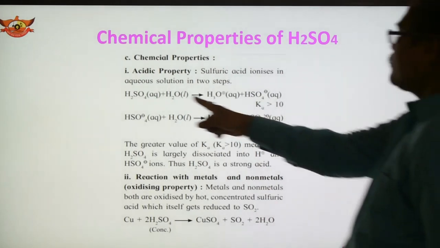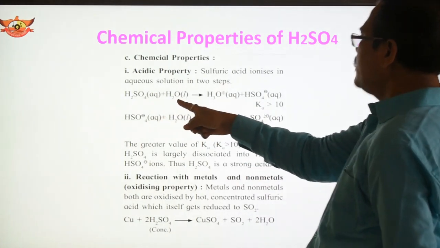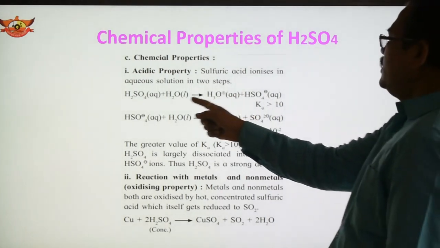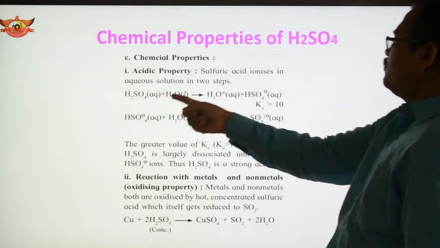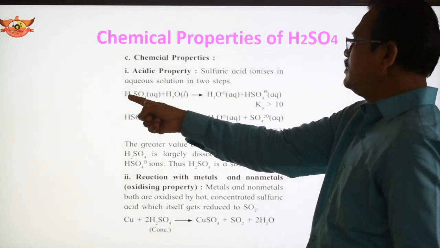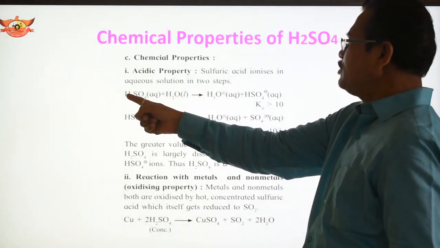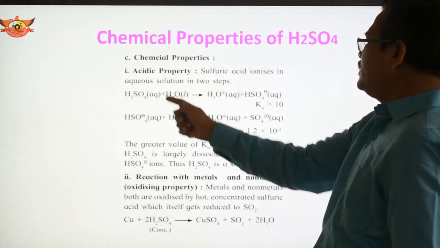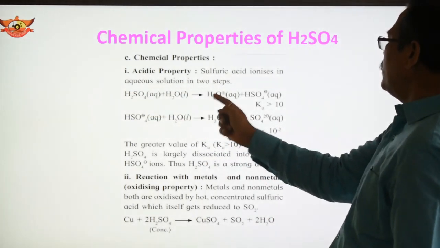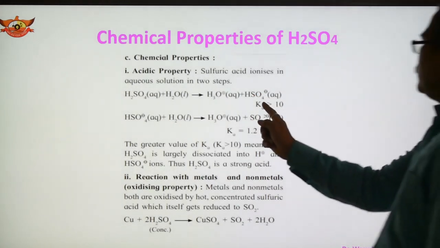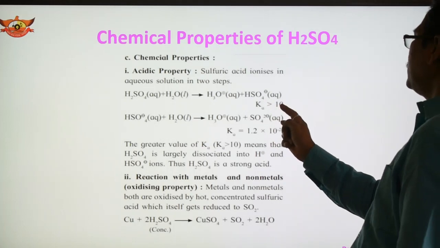So here, H2SO4 reacts with water and ionizes in the aqueous solution. Two steps have been shown here. In the first step, H2O abstracts an H plus ion from sulfuric acid, and the hydronium ion is formed, along with the HSO4 minus ion. Here the Ka value is given, and it is greater than 10.